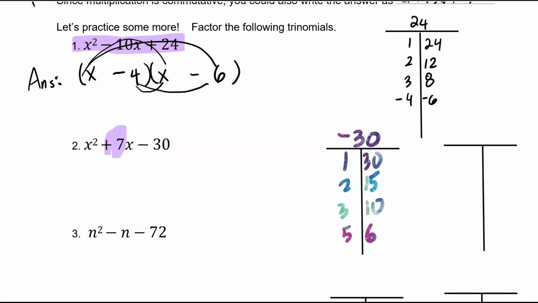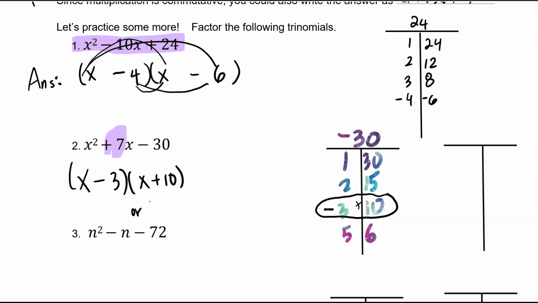Well, hopefully you decided that if we make the 3 negative, this could work. Because negative 3 times 10 is negative 30, but negative 3 plus 10 is 7. So our answer is x minus 3 times x plus 10. Or again, let me just reiterate, x plus 10 times x minus 3 is the same thing. Just like in number 1, you could have written what? X minus 6 times x minus 4 instead.